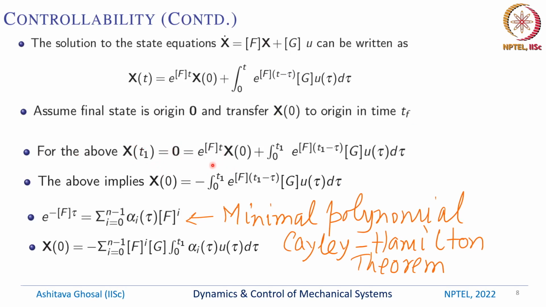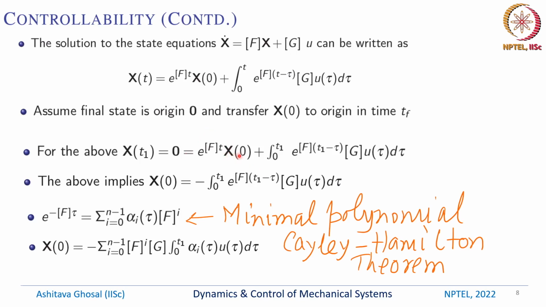So for the above, x of t1 is 0, and this 0 is equal to e to the power F t1 into x of 0 plus integral 0 to t1 of e to the power F(t1 minus tau) G u of tau d tau. Remember, I want to go from x of 0, which is my initial state, to the origin. This is just a simplification to bring out an important concept, which we will see very soon. So the above equation implies that x of 0 is minus the integral 0 to t1 of e to the power F(t1 minus tau) G u of tau d tau.